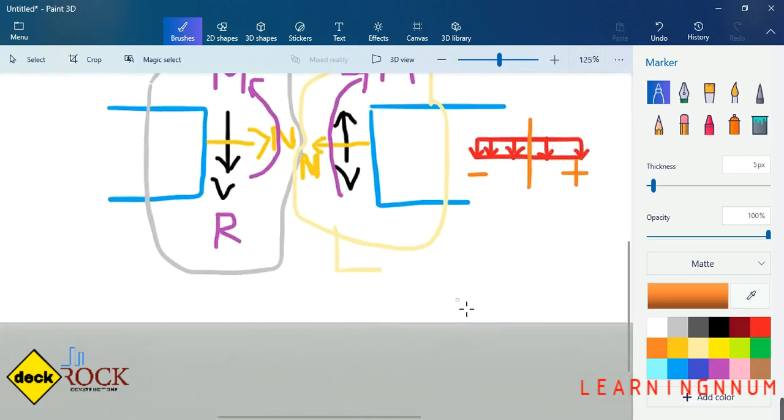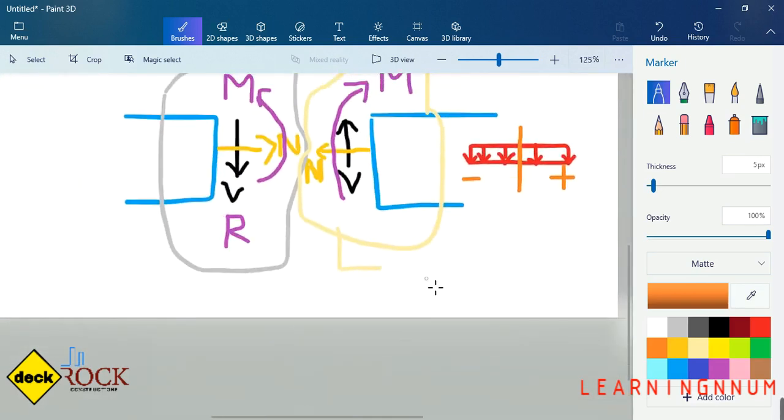Now there is another way you can remember this shear force and bending moment sign convention. Positive shear: on the left hand side, any vertical load acting upward would be considered as positive shear. On the right hand side, any vertical loading downward would be considered as positive shear.